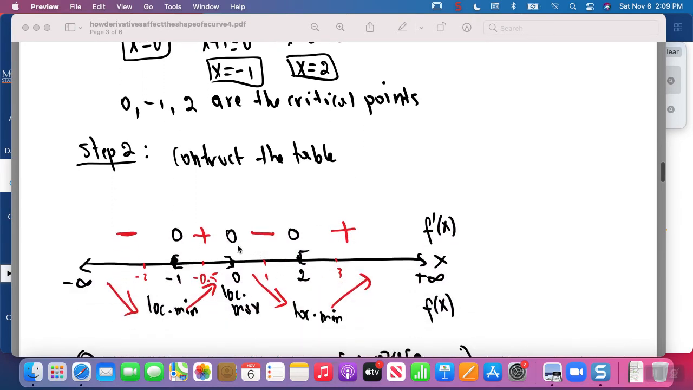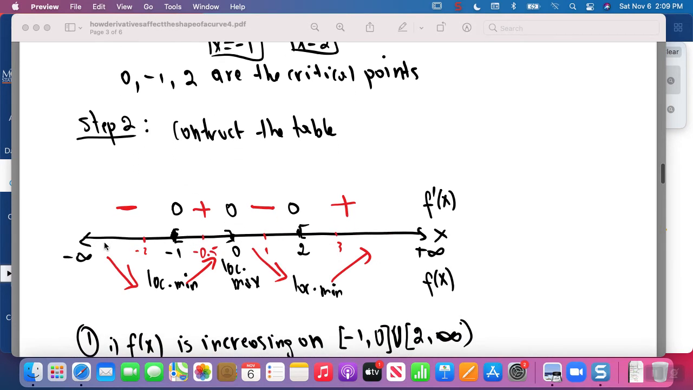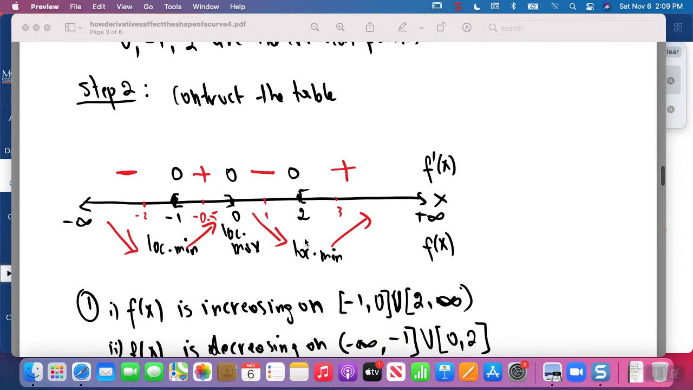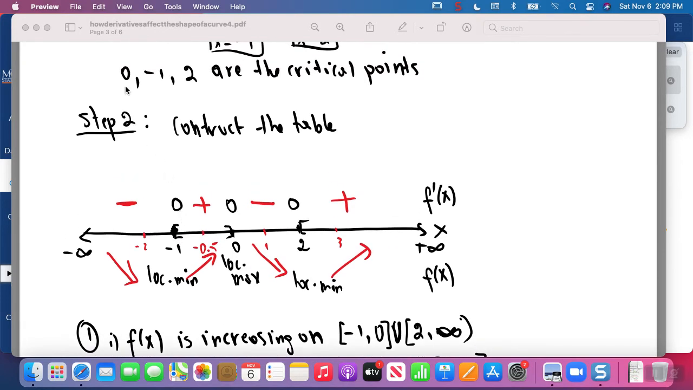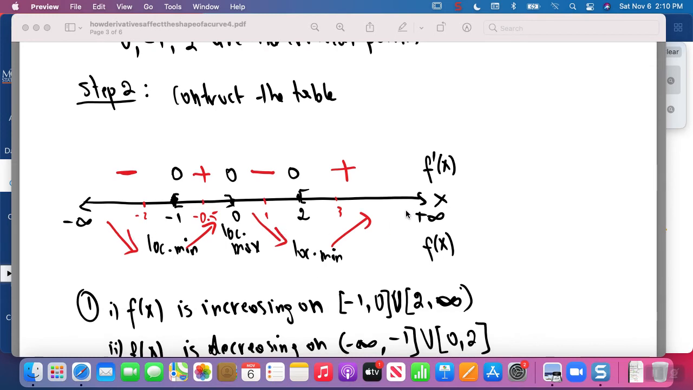Now, the next step is to take those critical points and put them on the number line. Okay, so we have 0, negative 1, and 2. So we follow the order of the number line: negative 1 first, and then 0, and then 2. So we plot those points there.